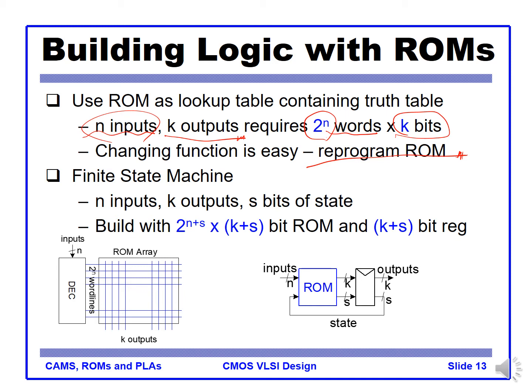For finite state machine implementation, we need an additional input from the state. So with n inputs, the ROM address space needs to be larger. n plus s bits are required for the ROM address. The output will be k plus s bits, right? This is something you can consider for ROM implementation as a finite state machine.